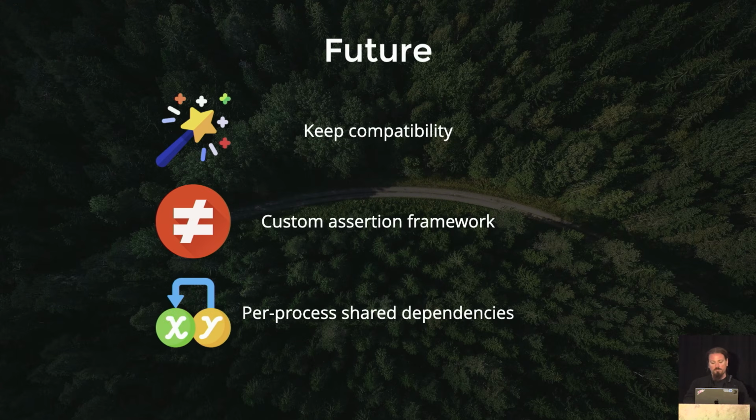An idea for the problem that I mentioned, about only being able to pick 2 of the 3 features, is that there could be per-process shared dependencies. If you don't care that much about only having a single instance of something, you could mark that somehow, and that would create it once per child process. In some cases, that might work.